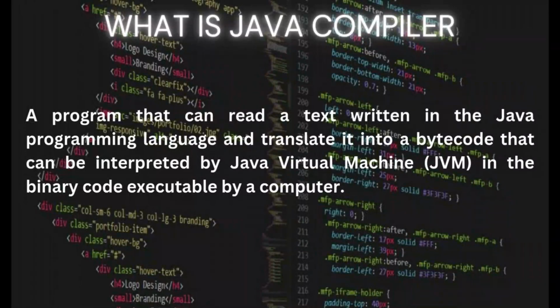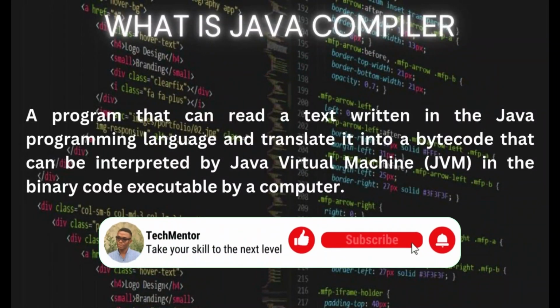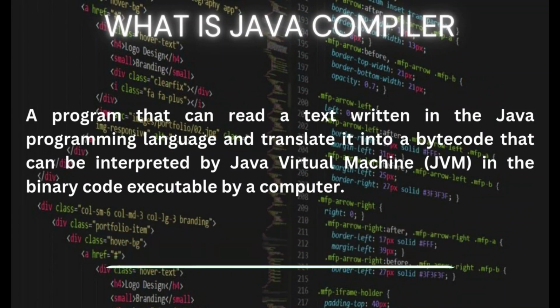Your Java Virtual Machine is a program that reads the compiled Java program and interprets it to binary code that can be executed by the computer. So your compiler does the first work, and your JVM does the second work by interpreting that compiled Java, or bytecode, into something that can be executed by your computer, right?